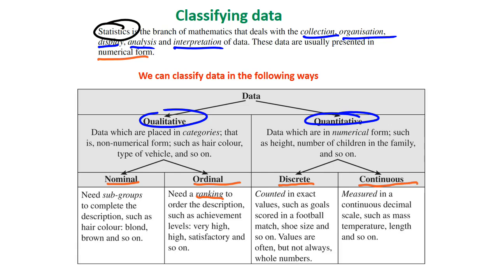Now, discrete is something we count in exact values. So when we're looking at how many goals are scored in a football match, that's discrete. It's an exact value. Shoe size, you get 6.5, 7.5. They're exact values we're looking at. The values will often be whole numbers, but sometimes they'll be decimals. But they're still an exact number, for example in the shoe size. Continuous, on the other hand, is measured on a continuous scale. So a mass, temperature, the length of something, they're all what we class as continuous.